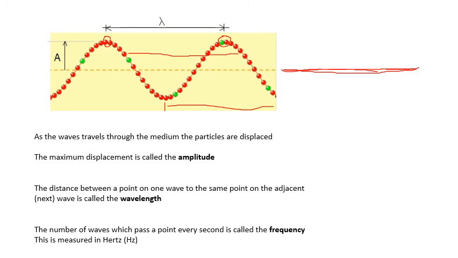The number of waves which pass a point every second is called the frequency. If this wave was going under a bridge and you were stood on the bridge and you counted how many waves went under the bridge every second, that's called the frequency, and that's measured in hertz. And we're going to talk a lot more about wavelength and frequency in the next video.